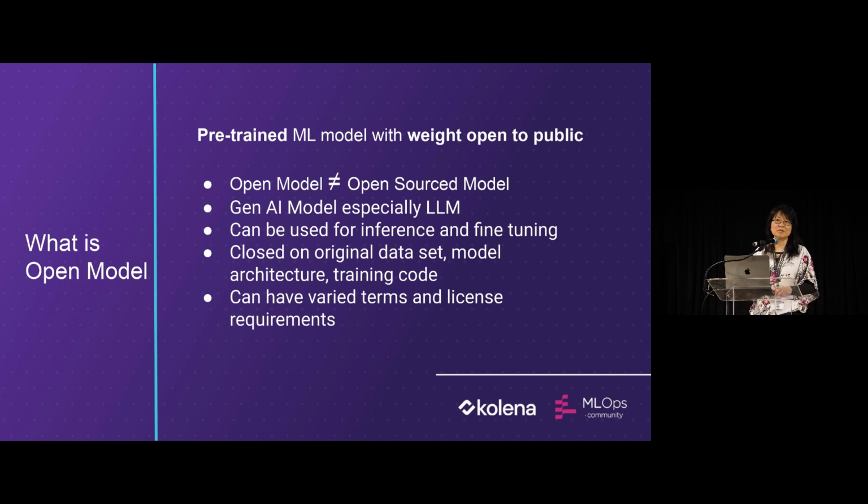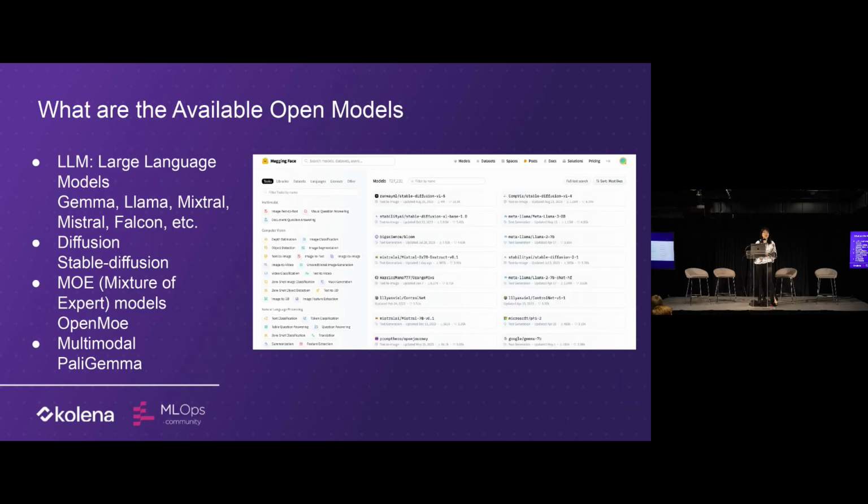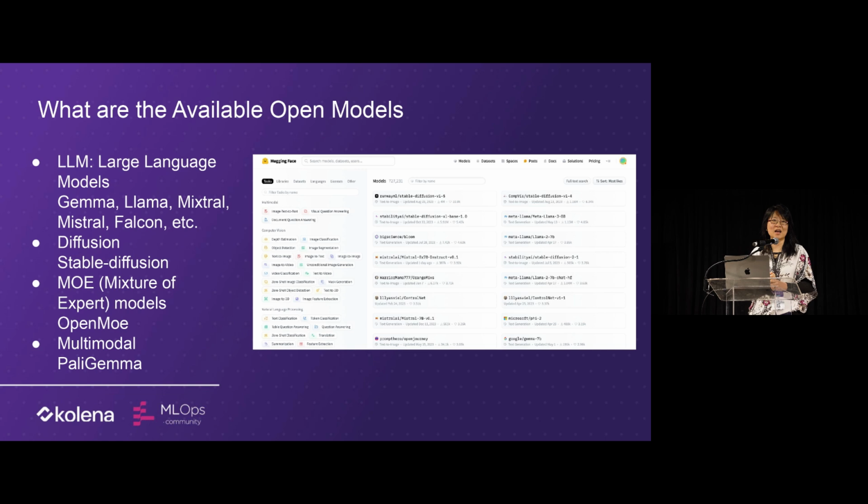Some of the models might have some terms or license requirements. If you go to Hugging Face, you can find over 70,000 open models, which I tie into different categories. As you can see, the majority, as you heard the whole day, are large language models. There are other models like diffusion models, which can be used for text to image and image generation.